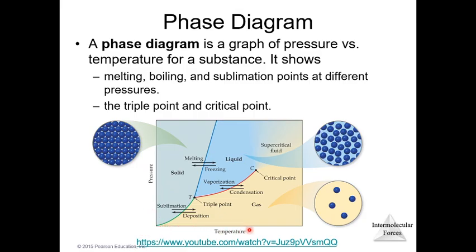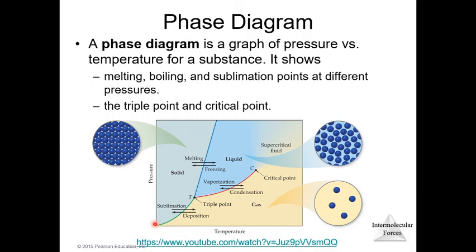I have increasing temperature on the X, increasing pressure on the Y. In my blue region here, I have my solid. Here in my dark blue region is my liquid. Here in my kind of pink-orange area is my gas. And here's my supercritical fluid.